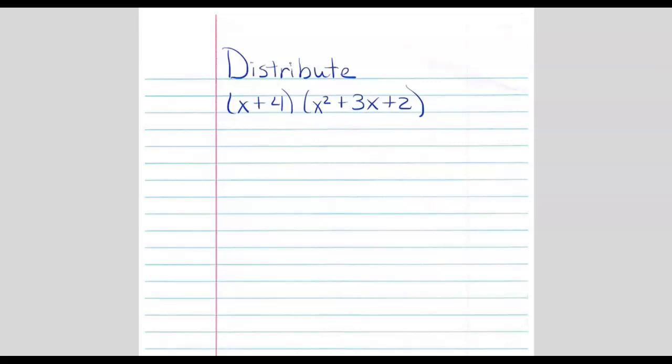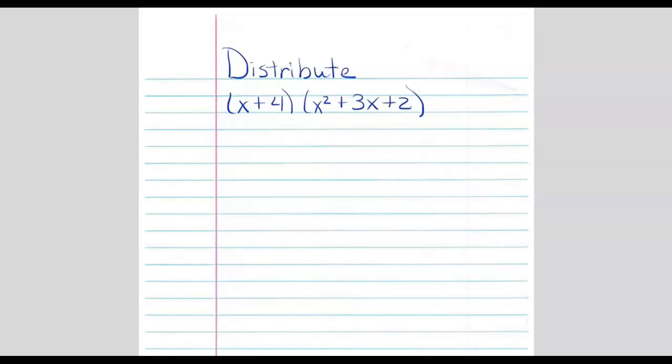Let's take a look at what it means to distribute. Again, we need to make sure that we're multiplying. We are multiplying here. We have parentheses next to each other. And remember, when we distribute, anything in the first polynomial must go and meet, or be multiplied to, everybody in the second polynomial.